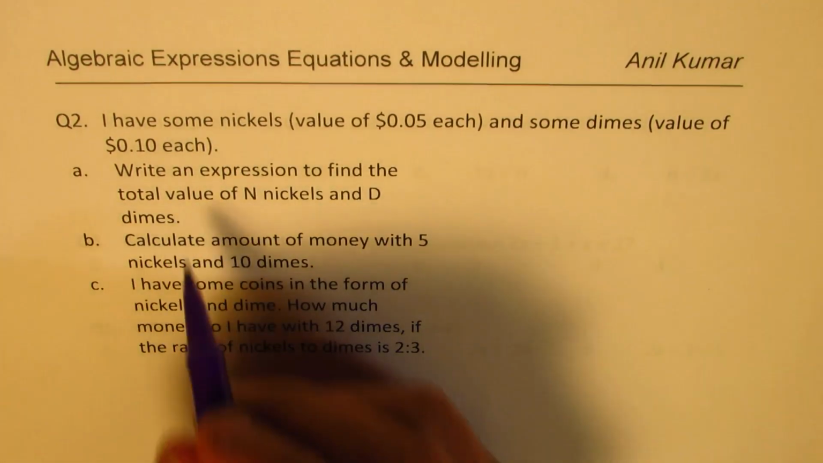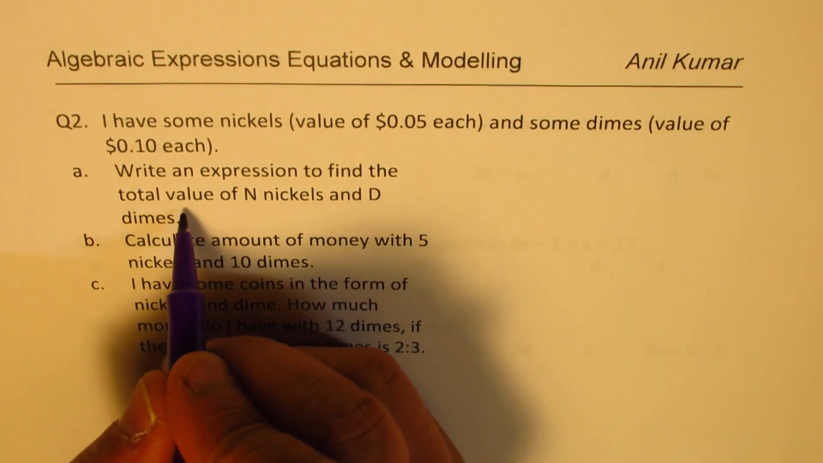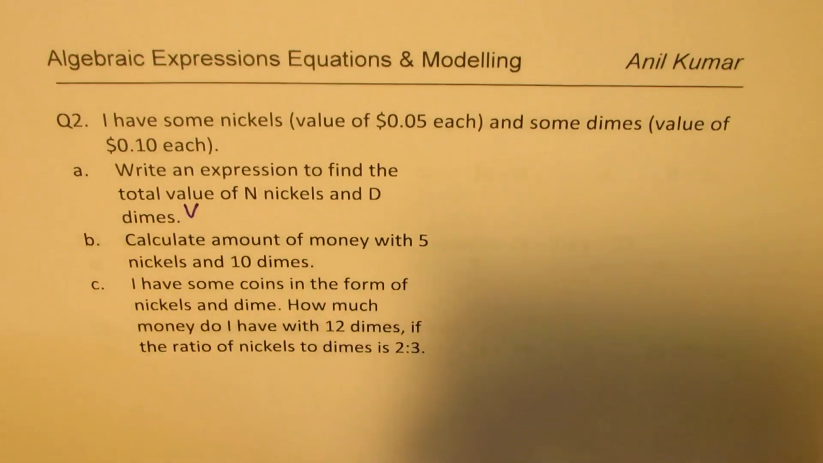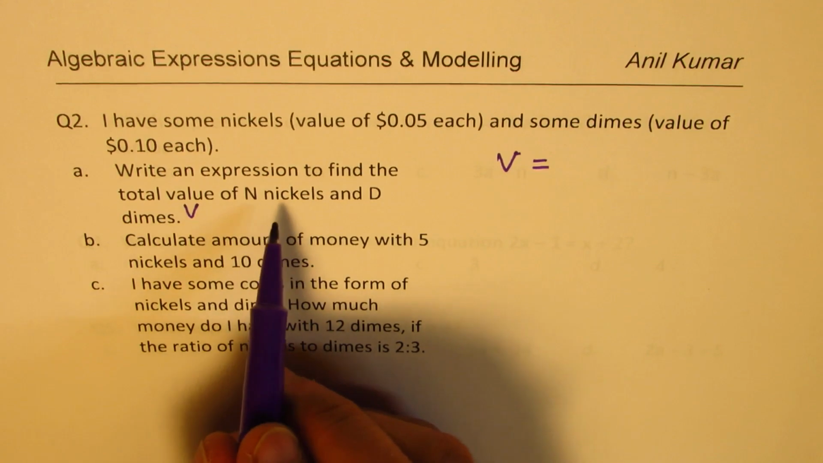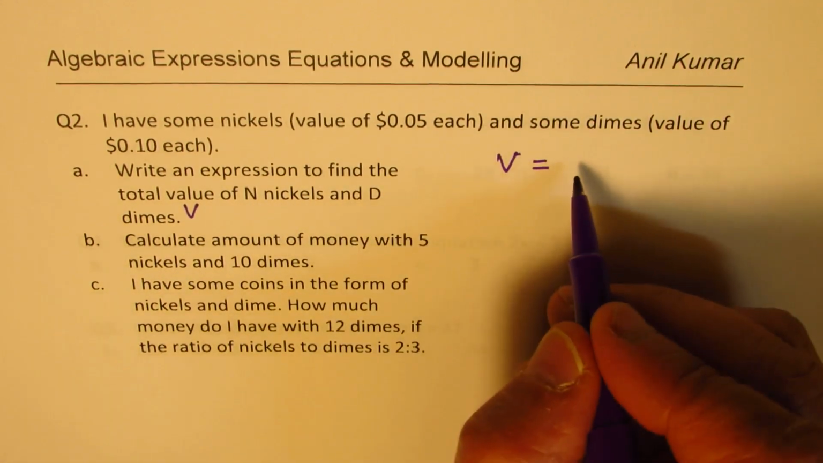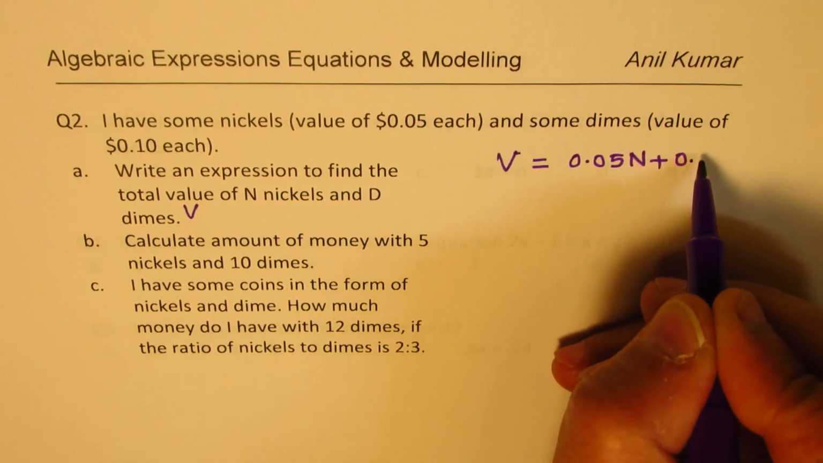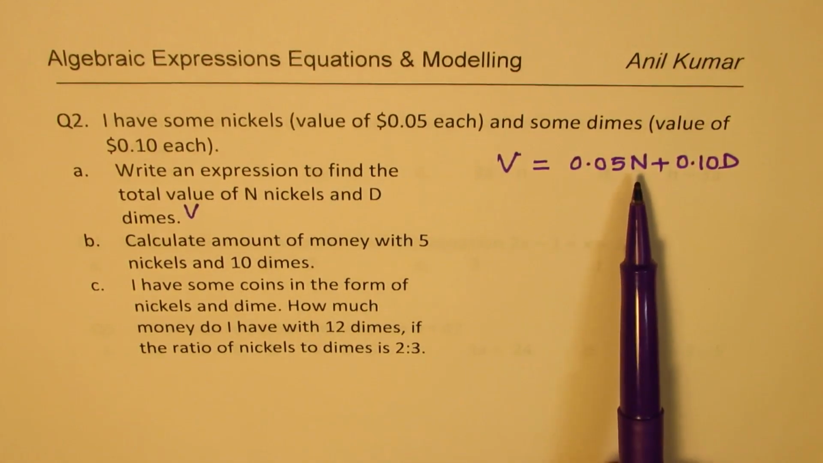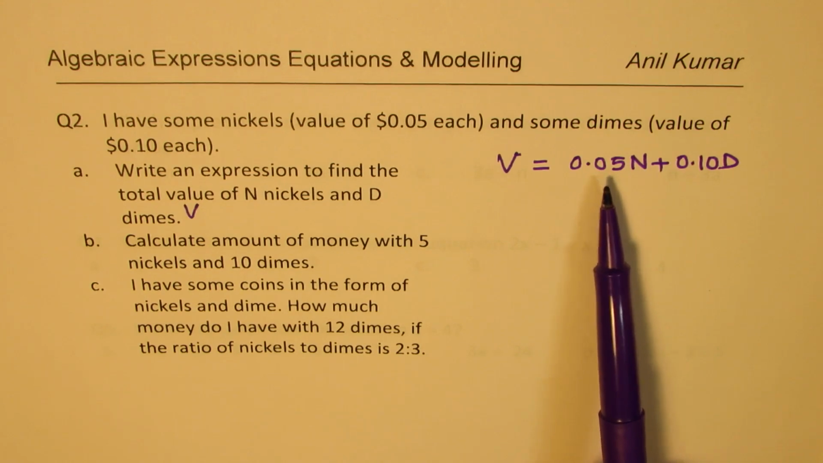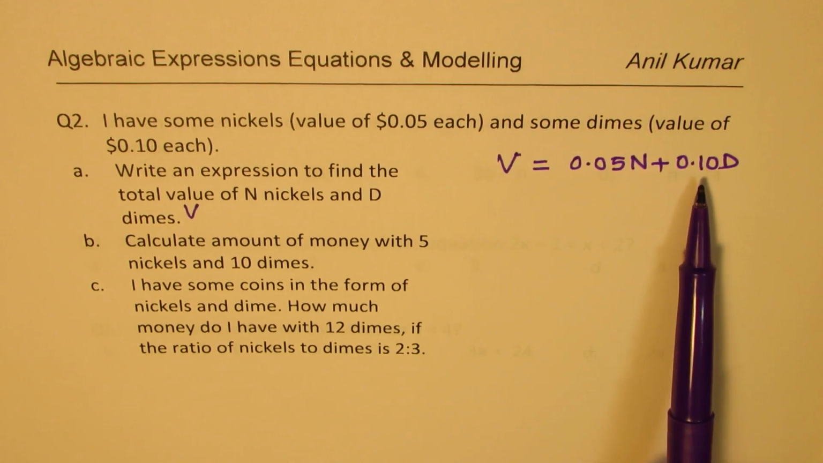So total value, right? So value is the amount. Let's say when we say expression to find the total value, let me call this V. So V is equal to, we have n nickels and each nickel is 5 cents. So it'd be 0.05n plus 0.10d. Do you see that? That is how you get the value of money which you have. You can count how many nickels there are, multiply by 0.05 and add that to the number of dimes times 0.1.